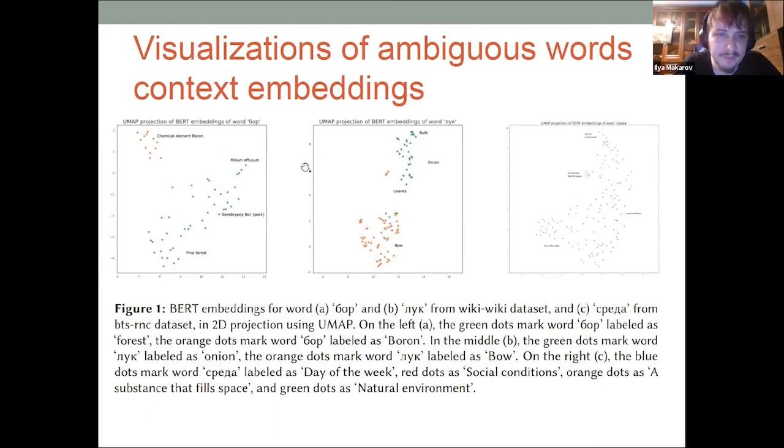For example, we have the word bor, and bor may be a chemical element. It may be Serebryany Bor, which is a kind of park or forest. We have pine forest and some other senses that may be used. For the word luk in Russian, we have the interpretation as an onion, so it's a kind of vegetable. We have another cluster, for example, represented by a bow, from which you could shoot arrows. And the same goes for sreda, which has many more meanings. So you have sreda as environment, sreda as Wednesday, and so on.